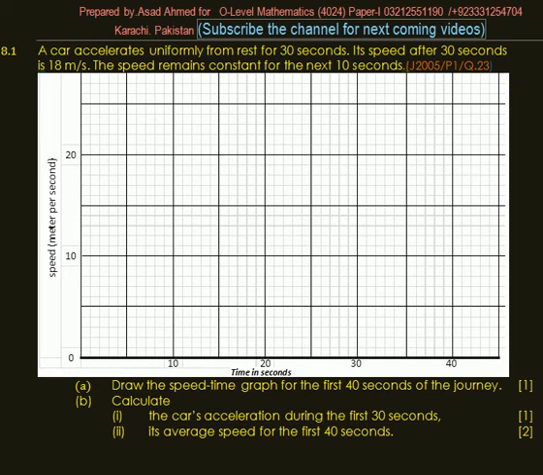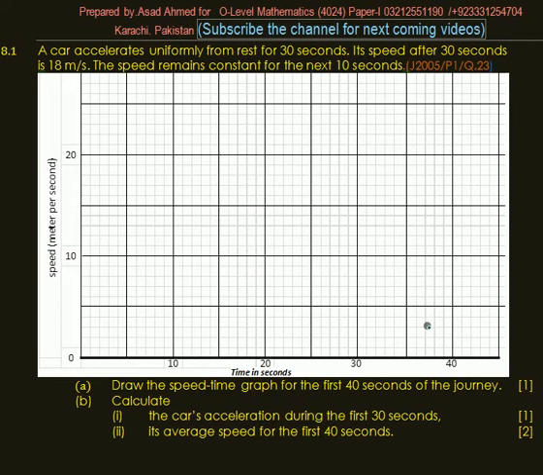Exercise 8.1. A car accelerates uniformly from rest for 30 seconds. Its speed after 30 seconds is 18 meters per second. The speed remains constant for the next 10 seconds. Draw the speed-time graph for the first 40 seconds of the journey.